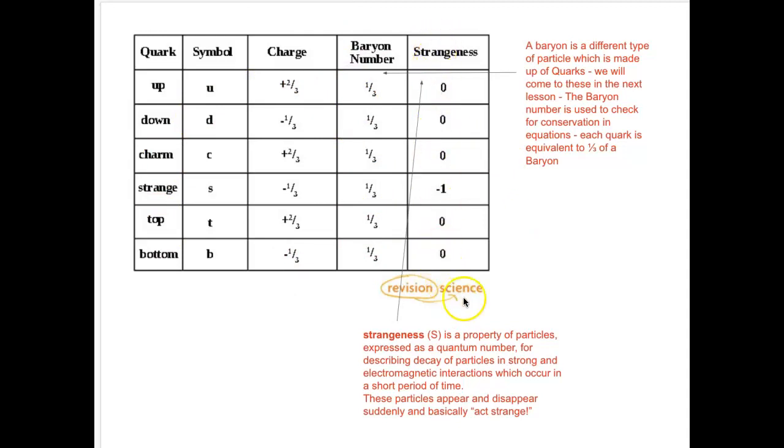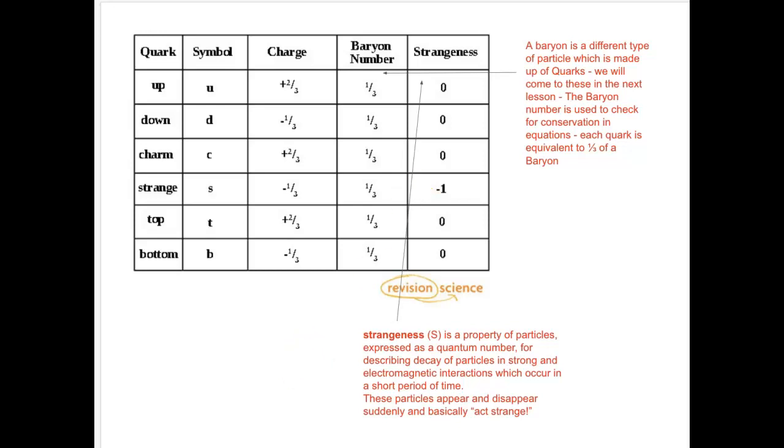Strangeness is an interesting property, and the best way to describe strangeness is that they appear and disappear in a strange way. And by strange, we mean unique fashion, right? So strangeness is a very rare property, and coincidentally, it's aligned with the strange particle, okay? So this one has a strangeness of -1.